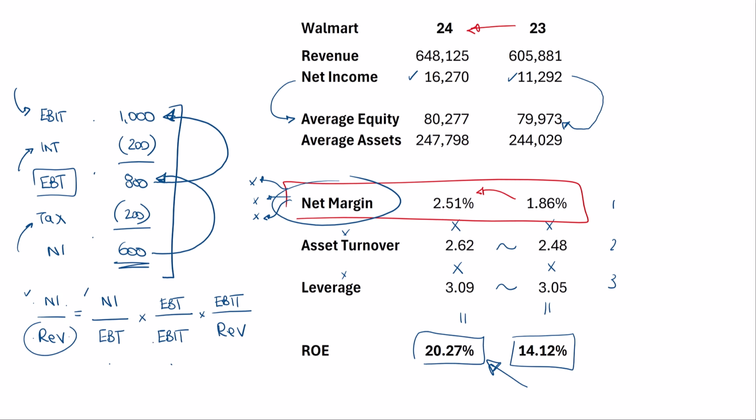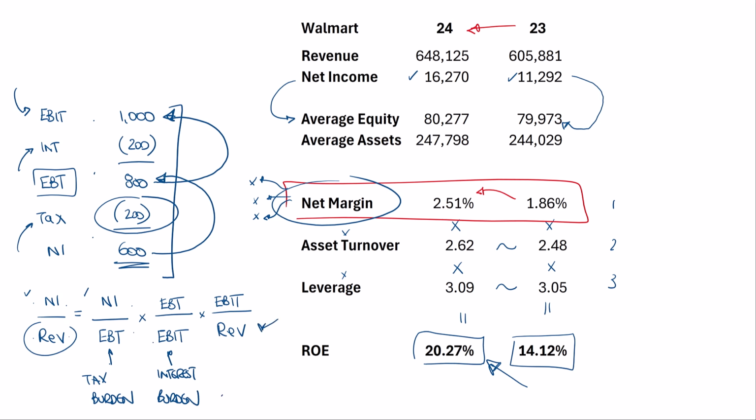What does it look like now? Well, net income over EBT. What's the difference between these two? Just the tax. This is the tax burden. EBT to EBIT, what's the difference? Interest. This is your interest burden.